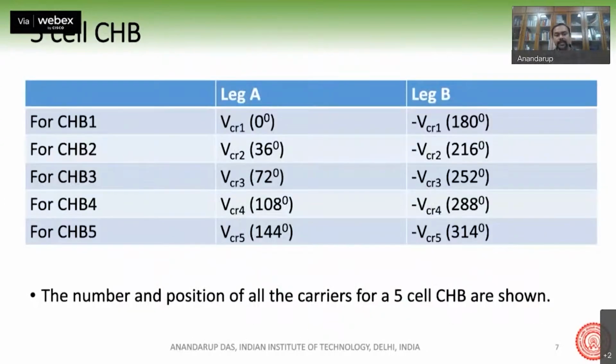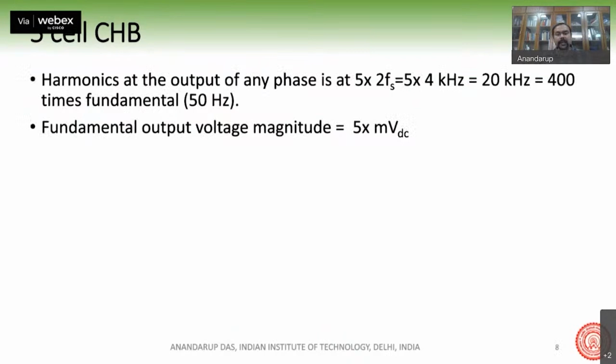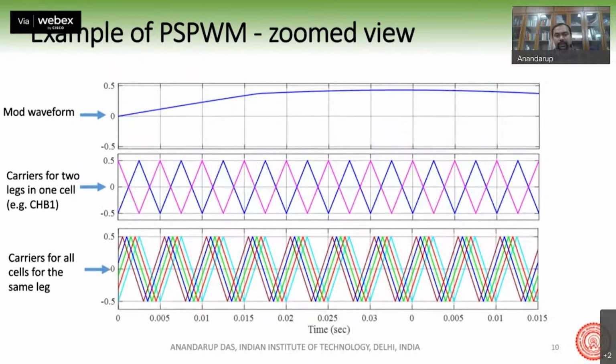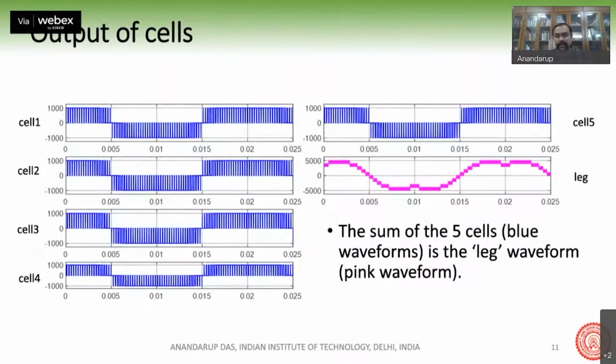These are shown by this example, where you can see the table here for CHB1, CHB2, CHB3, 4, and 5, and how the carriers are arranged. Okay. And the harmonics will be at, say, 400 times the fundamental, that is at 20 kilohertz, if each device is switching at 2 kilohertz. So then these are some of the waveforms of phase shifted PWM, and then you can see the resultant waveform.